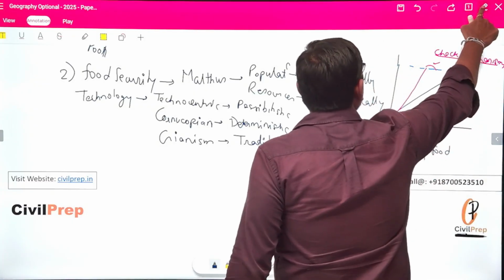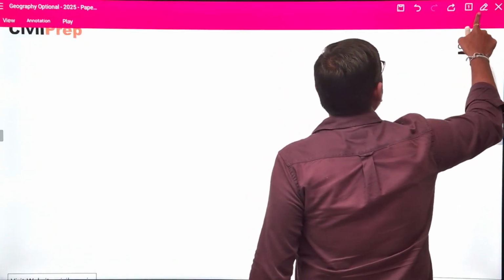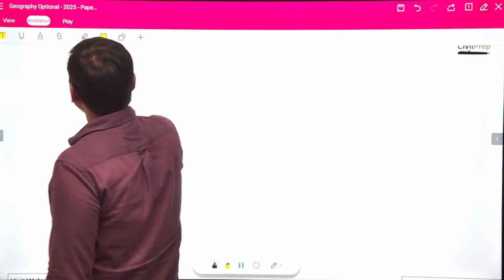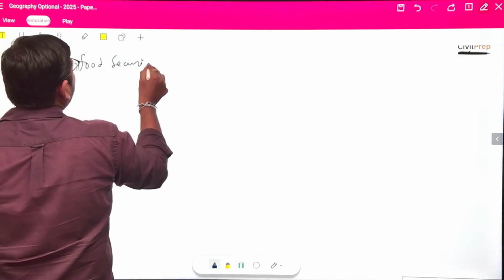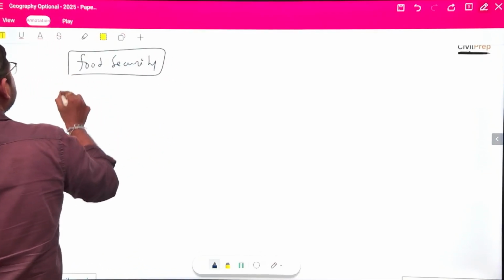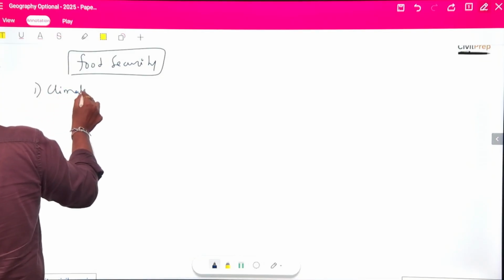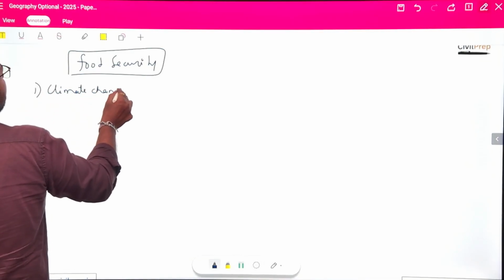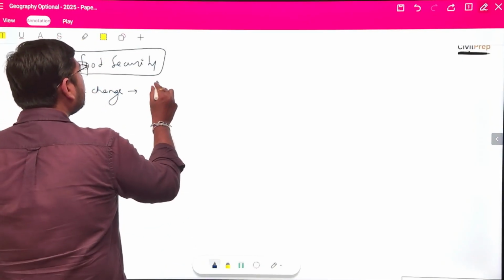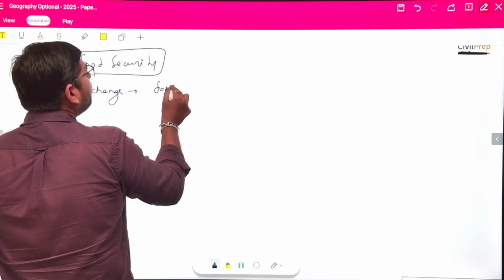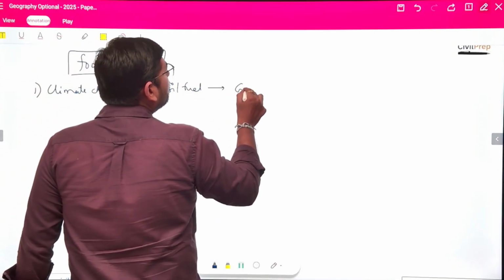So what we see in contemporary times is that there is an issue with respect to food security, which is happening because of, number one, climate change, because we are going for more use of fossil fuel. Fossil fuel results in global warming.